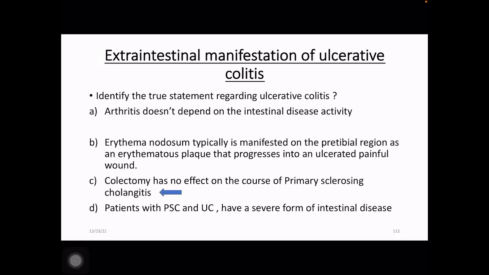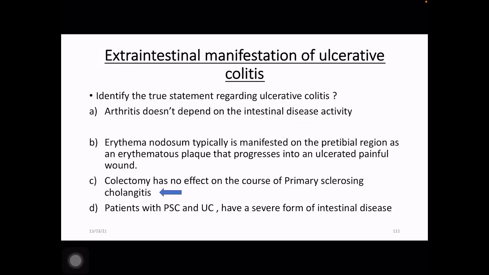Next important point, which is asked in your exam, is the extraintestinal manifestation of ulcerative colitis. The answer is already marked, but I will go through the statements first. Identify the true statement regarding ulcerative colitis. Arthritis doesn't depend on the intestinal disease activity. So this is a false statement.